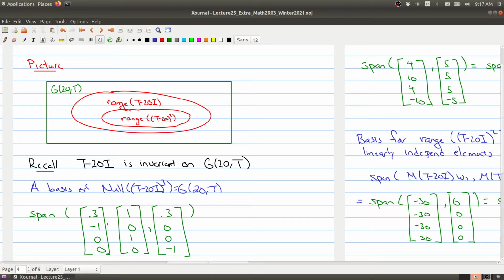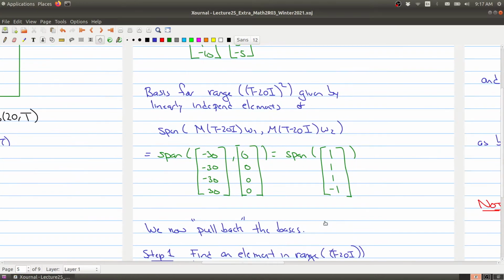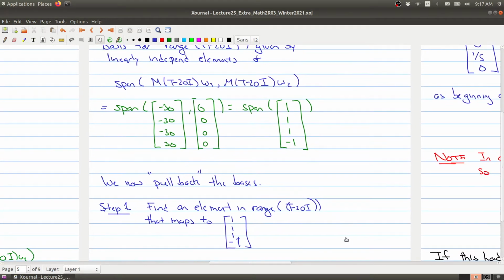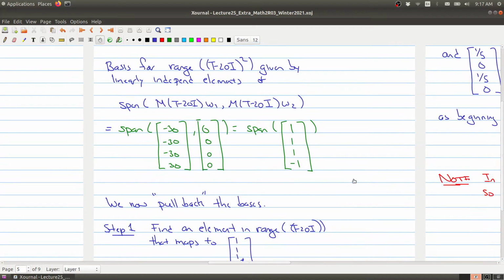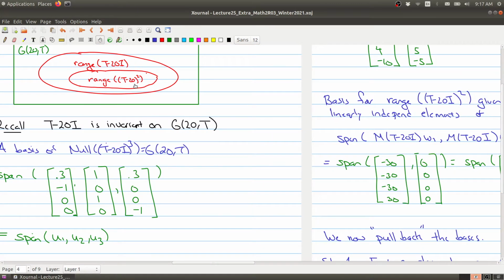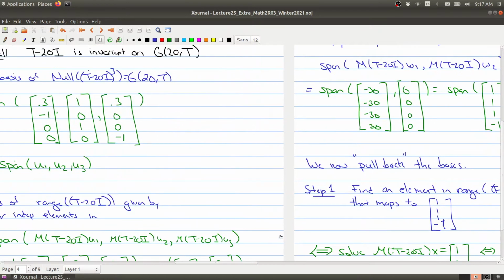Now, in a general situation, you may have to keep going all the way down until you get to the last case where the range is non-zero. Okay, so now we have that, and now what we want to do is pull this basis back up. So we're starting here, and now we want to pull it back up and get a different basis for the range of T minus 20I.